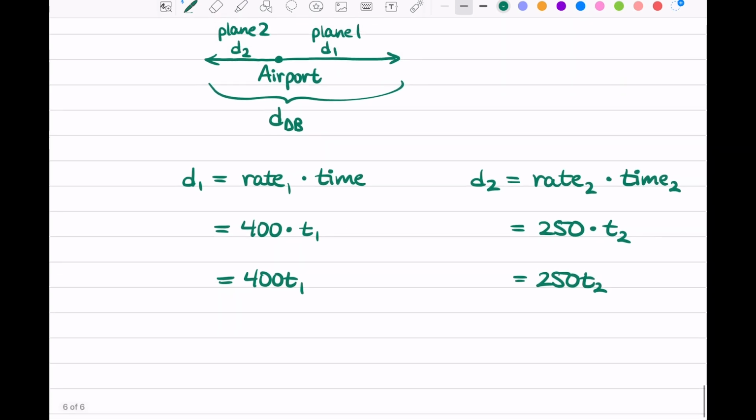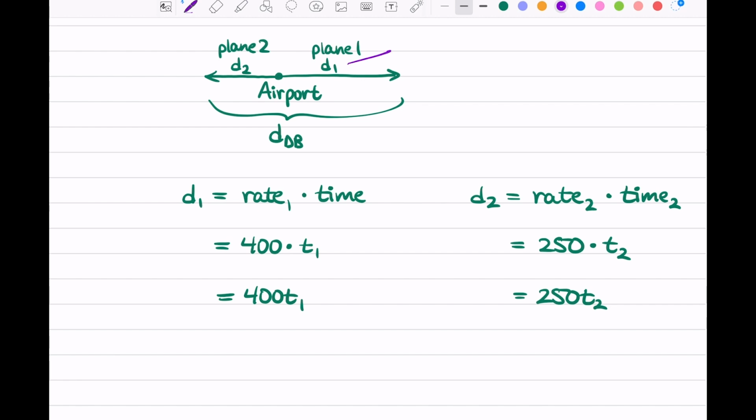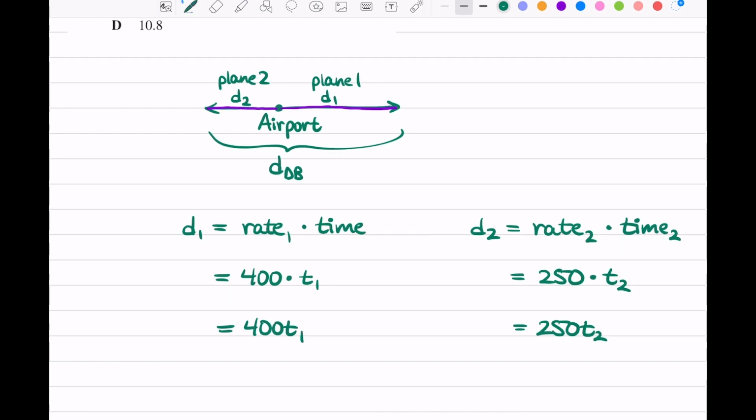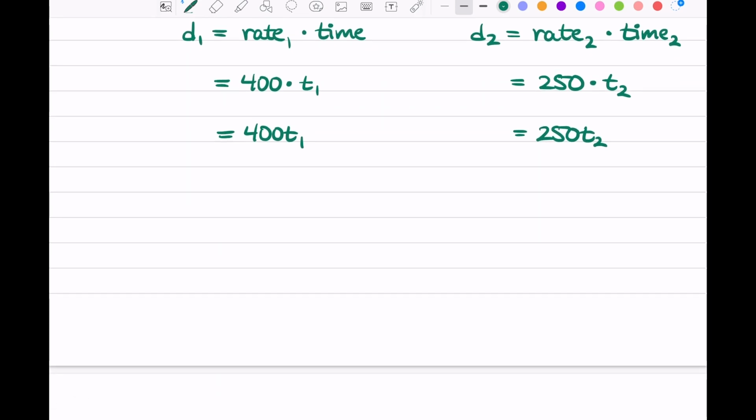So we have some information about our picture. We know the distance the first plane is flying, and the distance the second plane is flying. Now let's take a look at our distance between. So the distance between these planes is going to be this entire distance across. And so that's made up of two pieces. That's made up of the distance of the first plane plus the distance of the second plane. So we can write that down as an equation. The distance between is going to be the distance of the first plane plus the distance of the second plane.